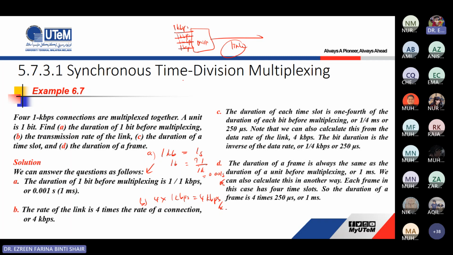And the third one, the duration of the time slot. Over here, you want to combine these 4 channels. So basically you have 4 slots in a frame like this, because the question asks you the duration of a time slot. So to calculate the duration of the time slot for question C, we represent the duration as T.